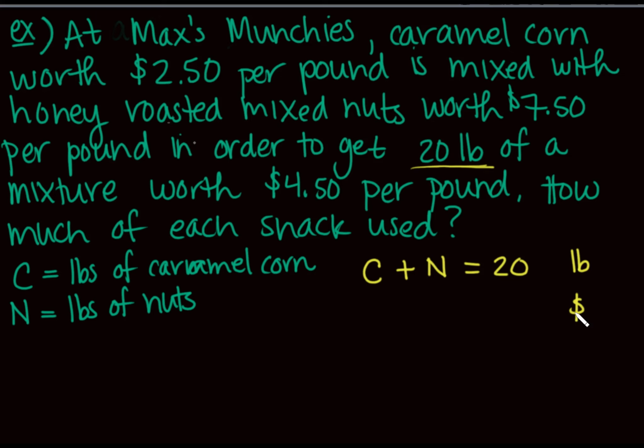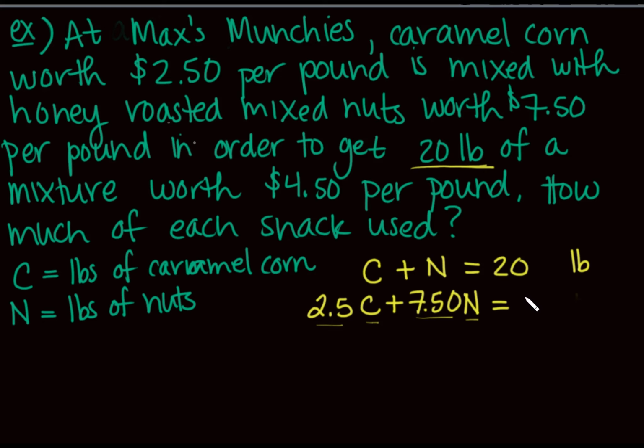Now I want an equation that talks about the money, so we have to be careful with this one a little bit. How much is the caramel corn? The caramel corn is $2.50, so I'll just do 2.5. And how much is the nuts? $7.50. So look at what I have here. I need you to think about units a little bit. I have money times pounds. This is money per pound, and this is pounds.